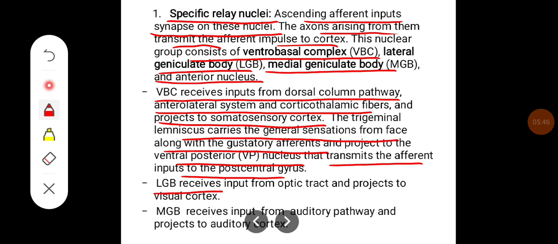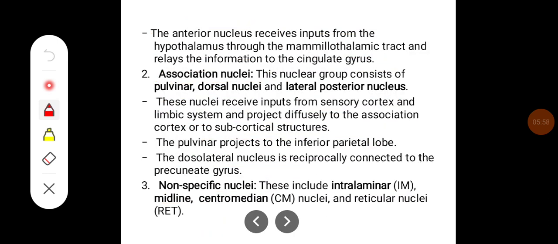The lateral geniculate body receives input from optic tract and projects to visual cortex, whereas medial geniculate body receives input from auditory pathway and projects to auditory cortex. The anterior nucleus receives input from hypothalamus through mammillothalamic tract and relays the information to the cingulate gyrus.